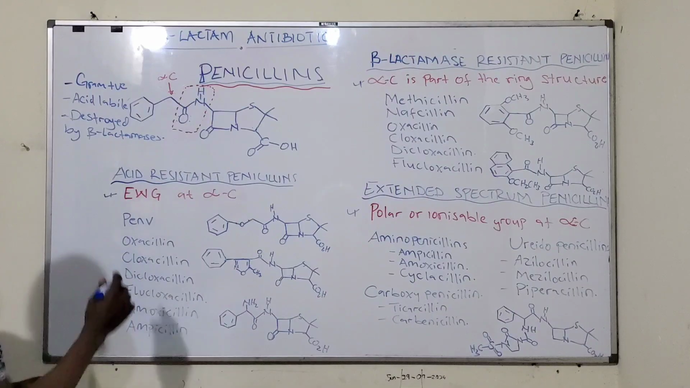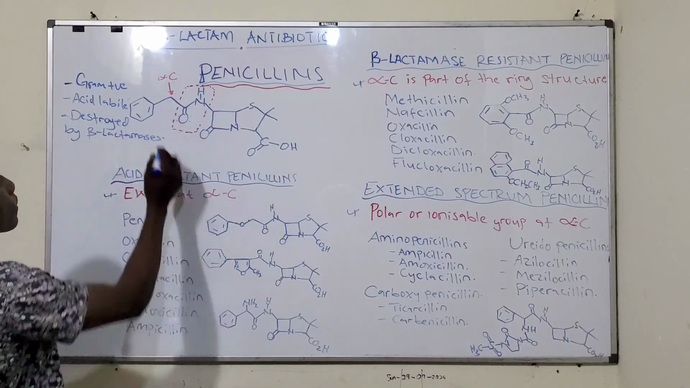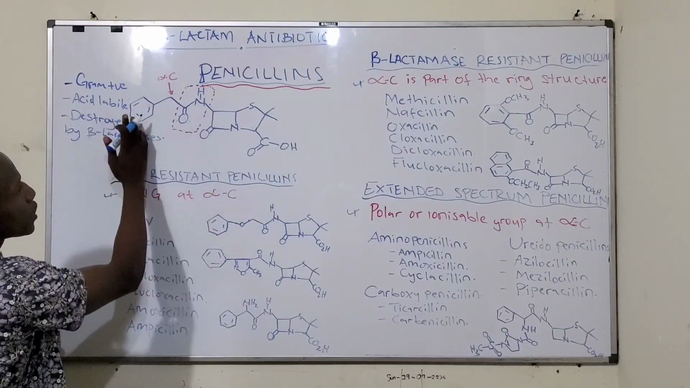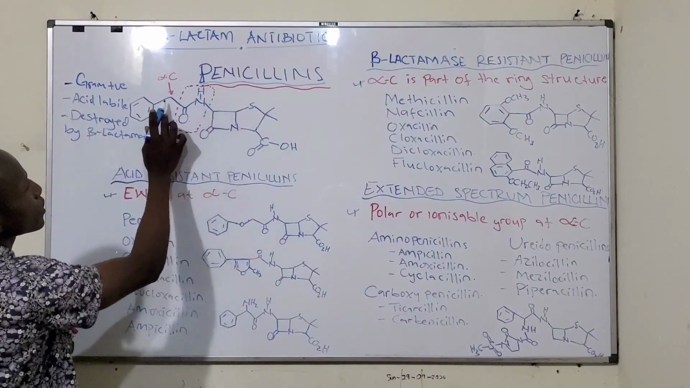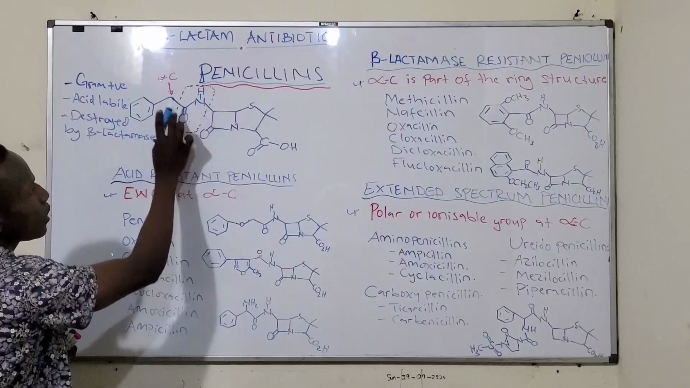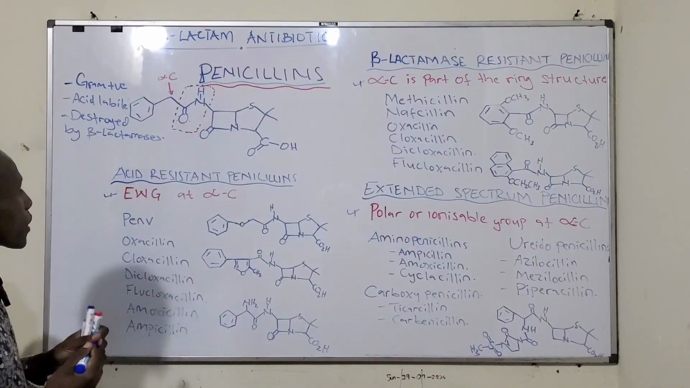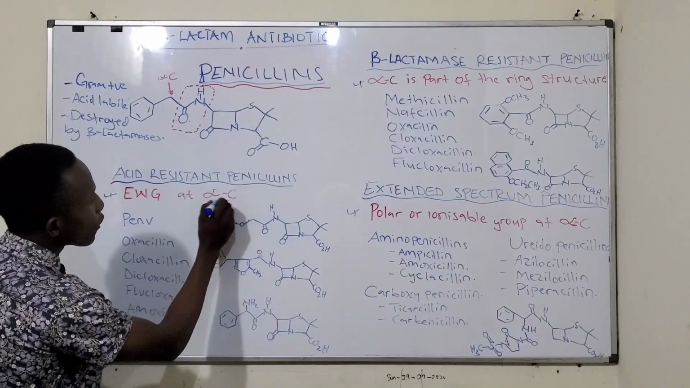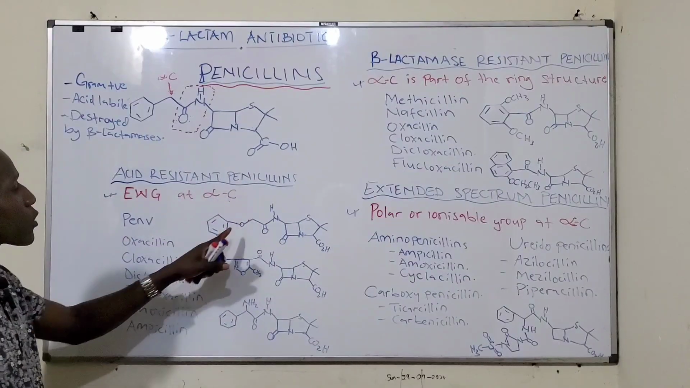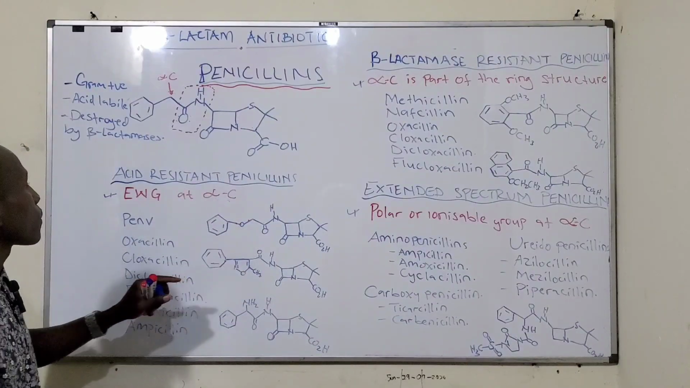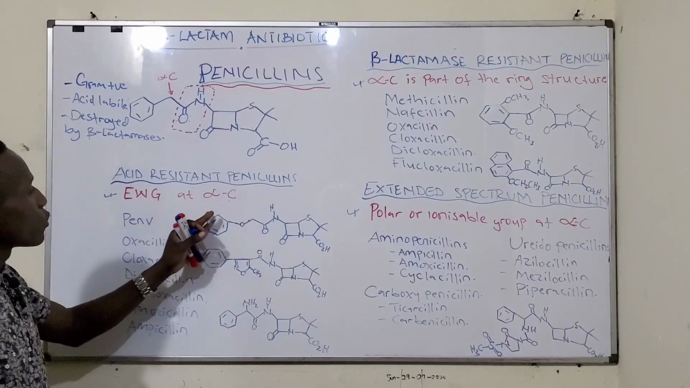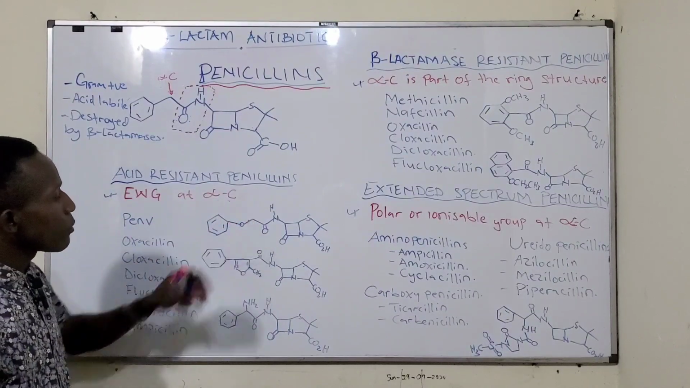Now, remember, we talked about this alpha carbon. This is the amide side chain. This is the amide group. This is the alpha carbon, the first carbon to the amide group. To make the acid-resistant penicillins, they modified the alpha carbon. They put an electron withdrawing group. For all those acid-resistant penicillins, they have an electron withdrawing group attached to the alpha carbon.